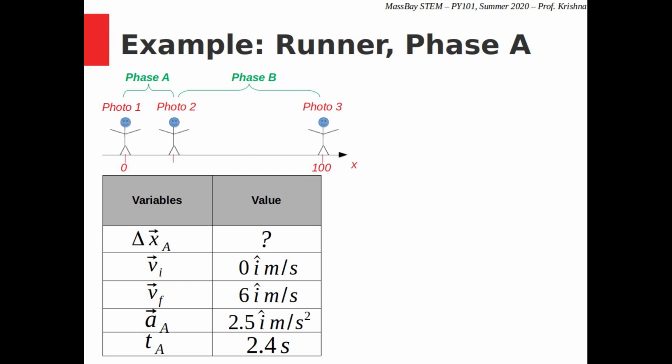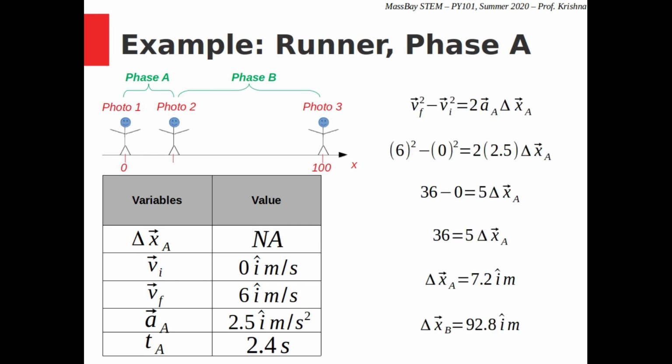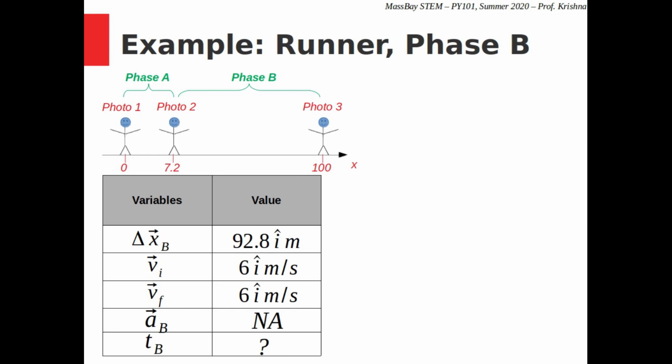Let's return to phase A. We have so much information that we can easily solve for the displacement. Let's use equation 4. Plugging in the knowns, we get a displacement of 7.2 meters. That means that in phase A, the runner displaced by 7.2 meters, and in phase B, the displacement must be 100 minus 7.2, which is 92.8 i hat meters. Now we return to phase B.